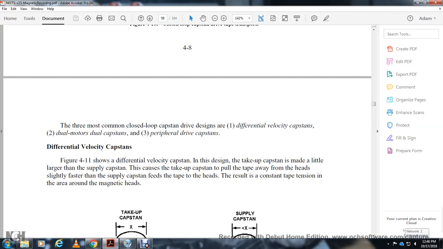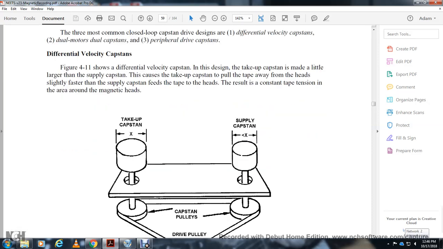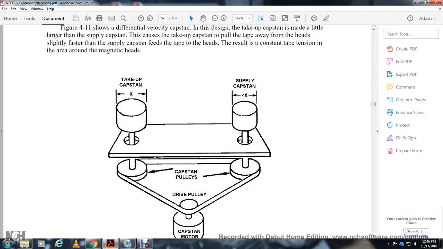Differential velocity capstan. Figure 4.11 shows the differential velocity capstan, which is designed with the take up capstan made a little larger than the supply capstan. The concept is to pull the take up away from the head slightly faster than the supply capstan feeds the tape to the head. The result is constant tape tension around the magnetic head, with supply capstan X and take up capstan Y.